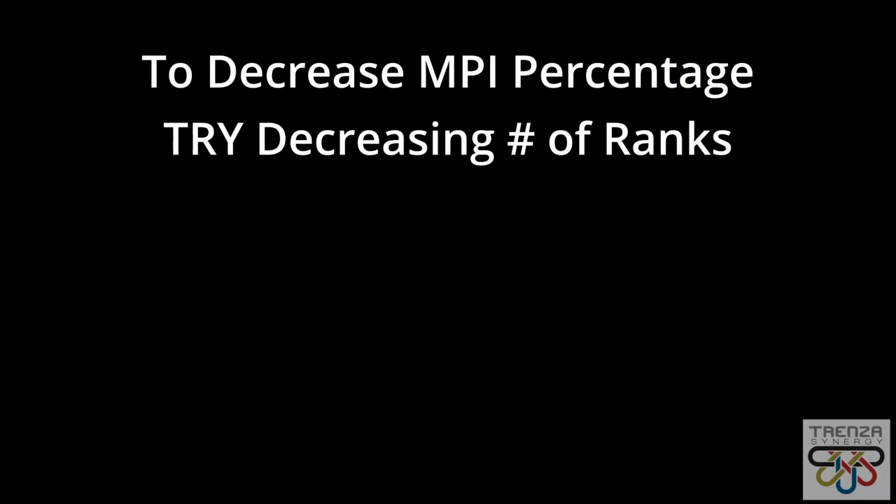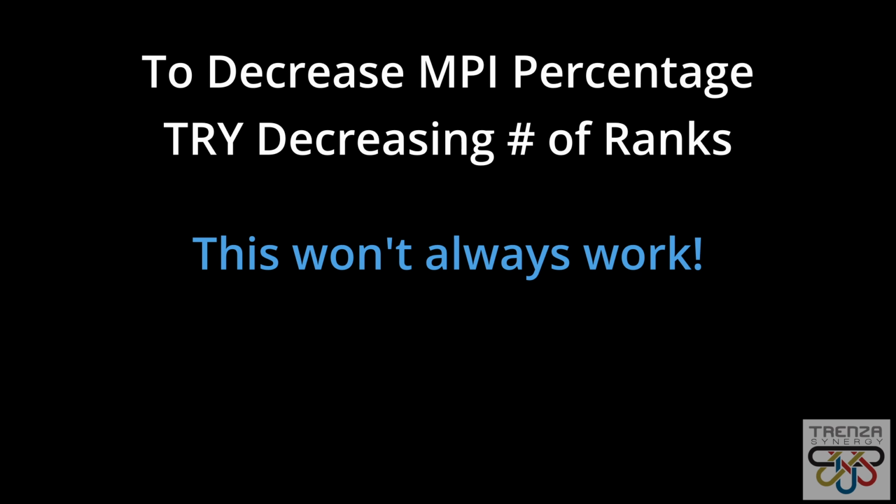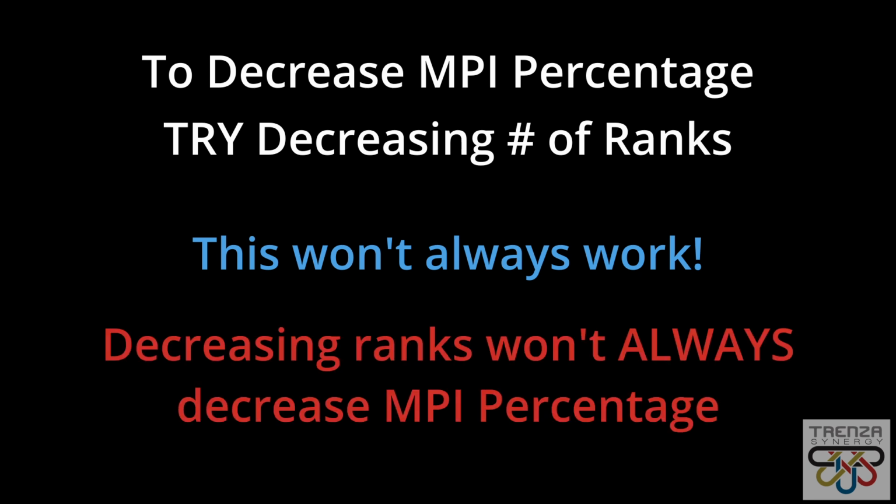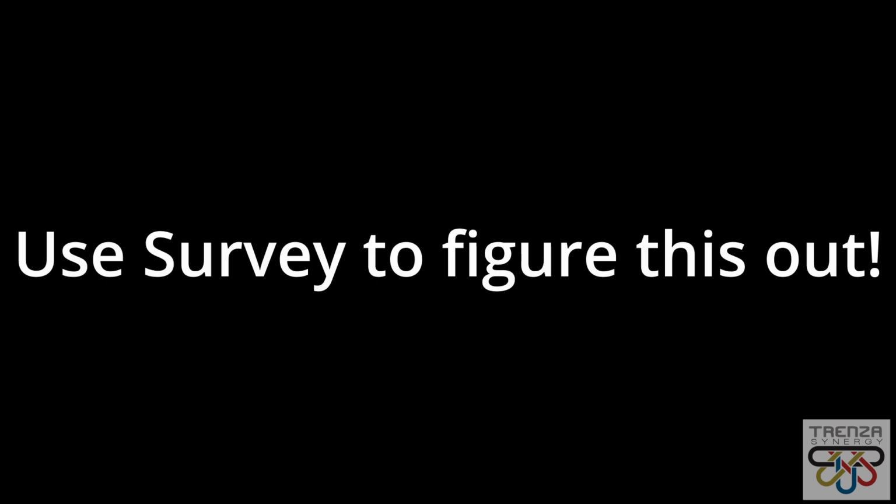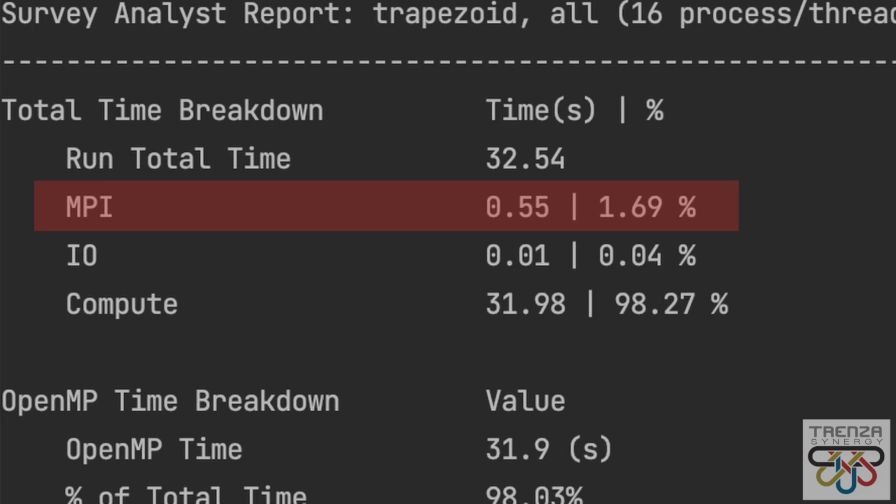To improve the efficiency of future runs, you could try decreasing the number of MPI ranks to see if that decreases the MPI percentage of total runtime. Some applications make automatic adjustments to their workload depending on the number of ranks, so decreasing the number of ranks will not always decrease the MPI percentage, but you can use Survey to figure this out. Conversely, if your MPI percentage is low, you may be able to add more ranks to your run.